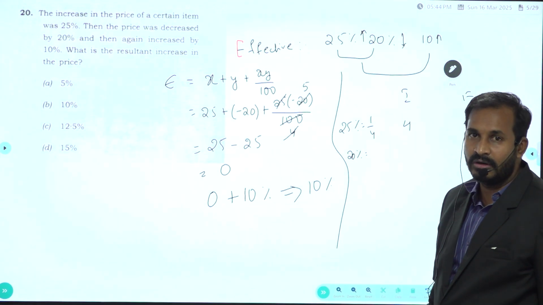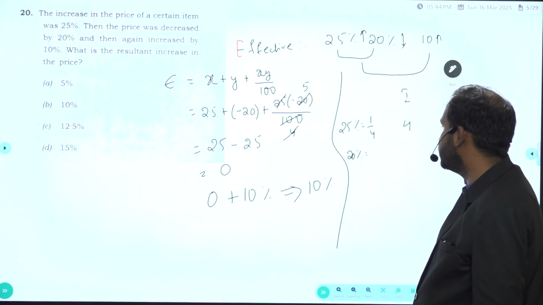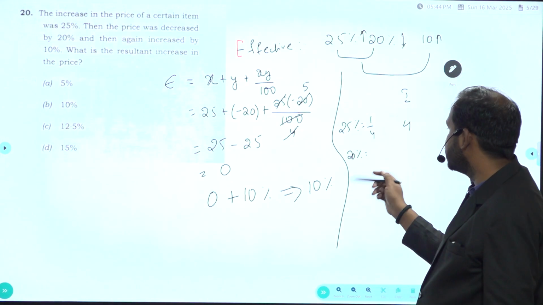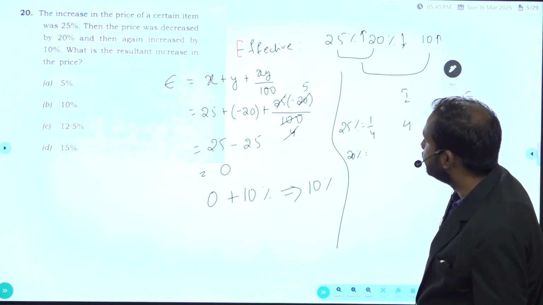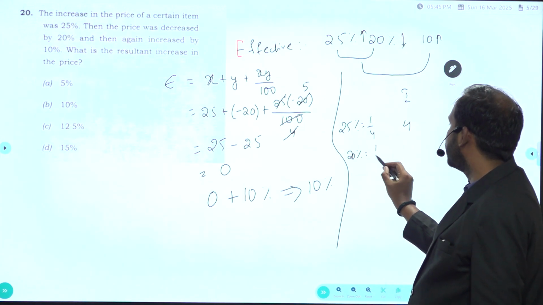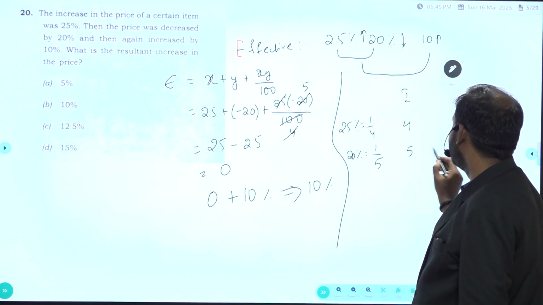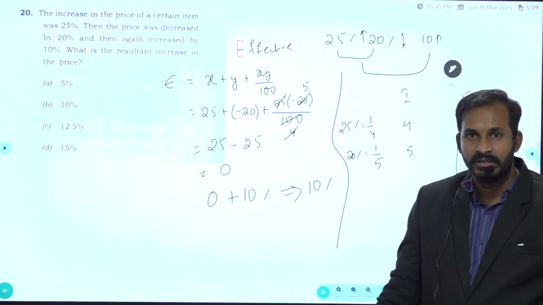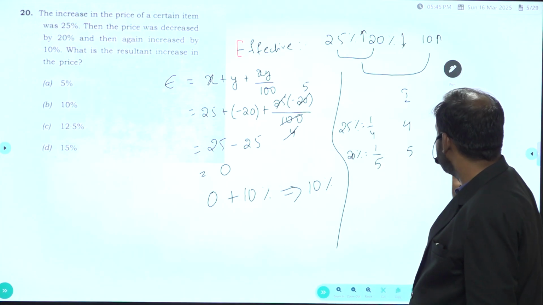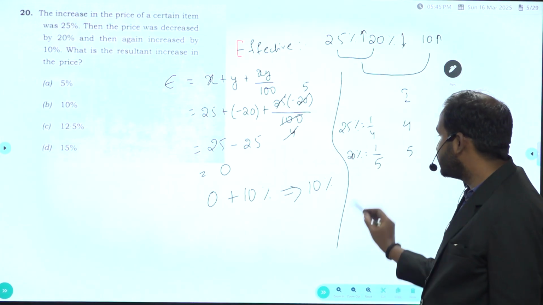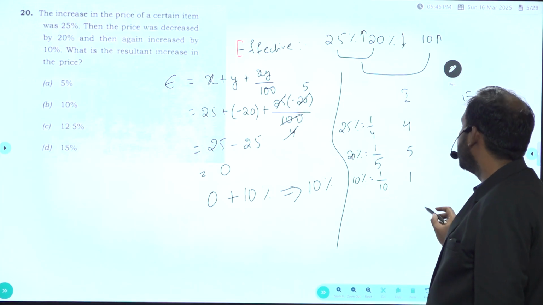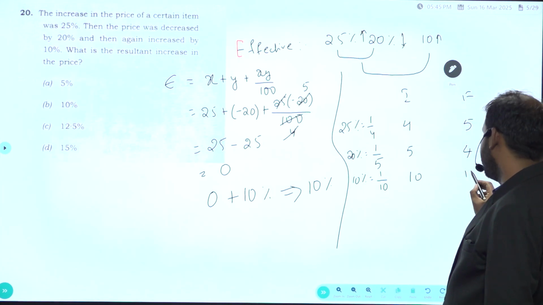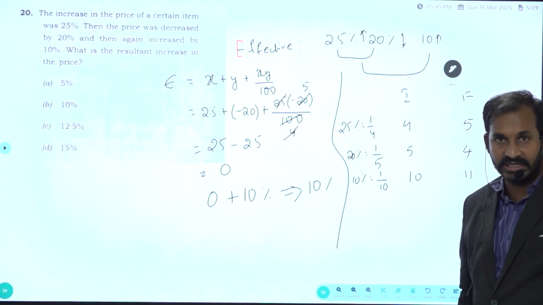Now when it is decreased by 20%, please observe, it becomes 1 by 5. So initially it is 5 and finally it becomes 4. The reason is it is decreased, so 5 minus 1 is 4. And next, once again, it is increased by 10%, which is 1 by 10. So 10 and 11. It is increased by 10 and 11.